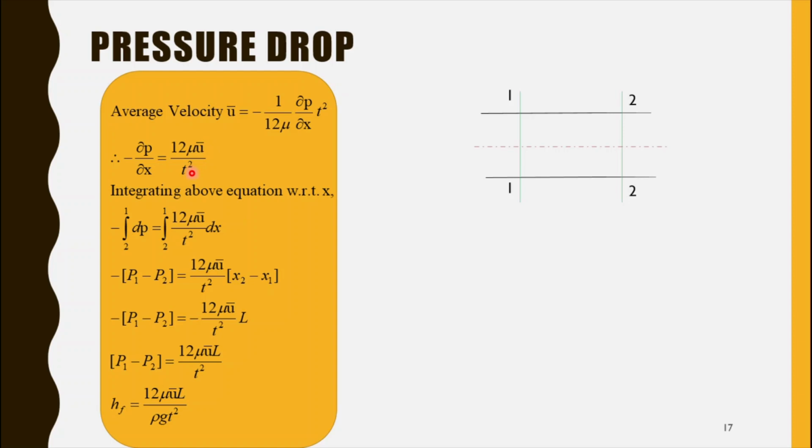The procedure is the same, so let's integrate the above equation with respect to x between section 1 and section 2. So we get p1 minus p2 is equal to 12 mu u bar by t square into x2 minus x1. Now x2 minus x1 will be equal to L. So this becomes P1 minus P2 is equal to 12 mu U bar L by T square, and if we divide this by rho g, we get head loss.